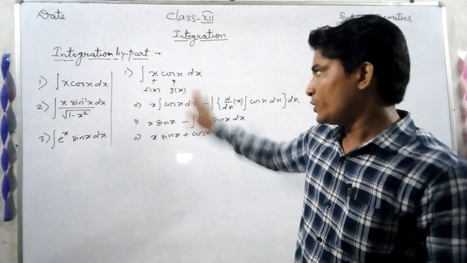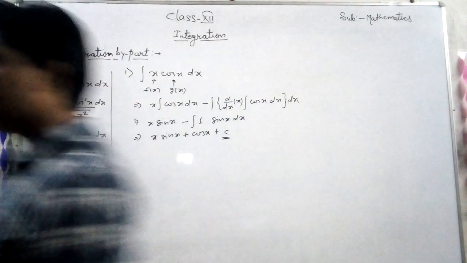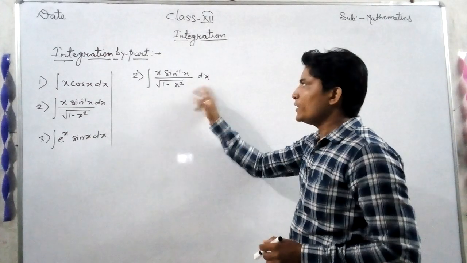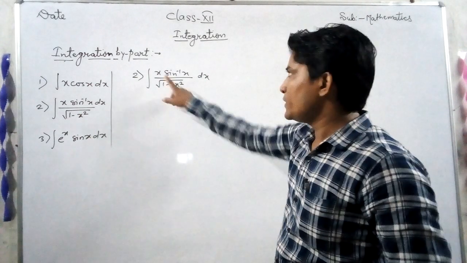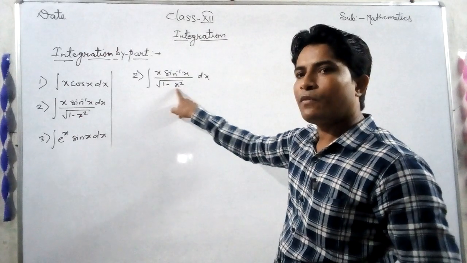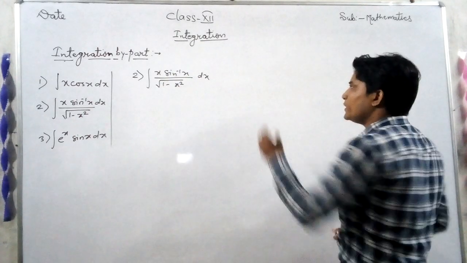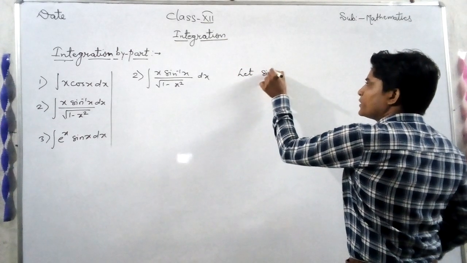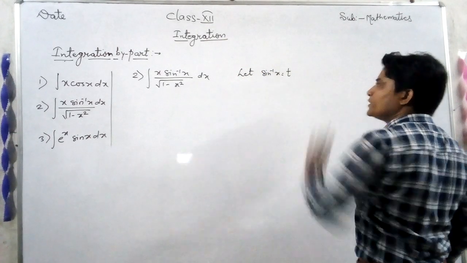I hope you understood the question. Student, in the by parts series, our second question is the integral of x sin inverse x upon root of 1 minus x squared. Clearly, here we start the question by assuming sin inverse x as t.